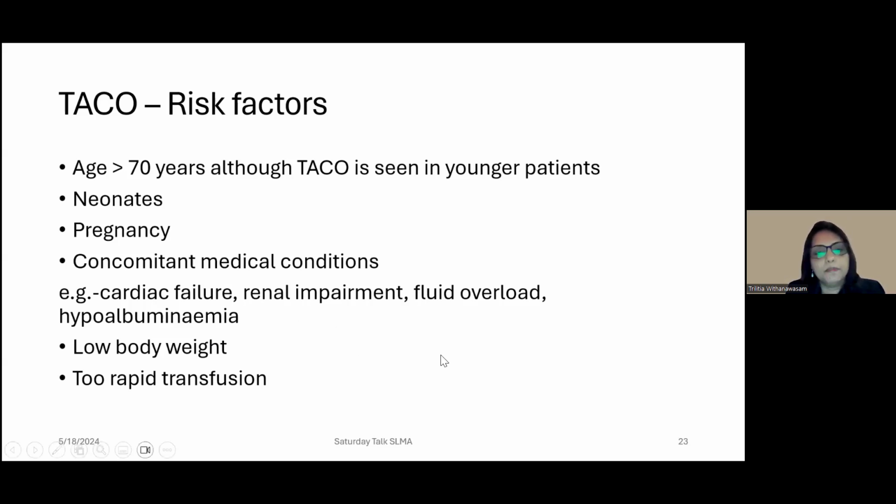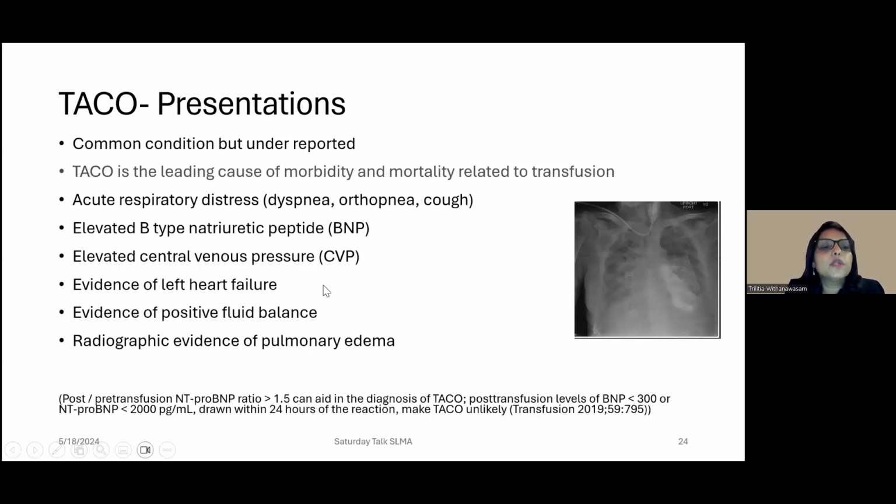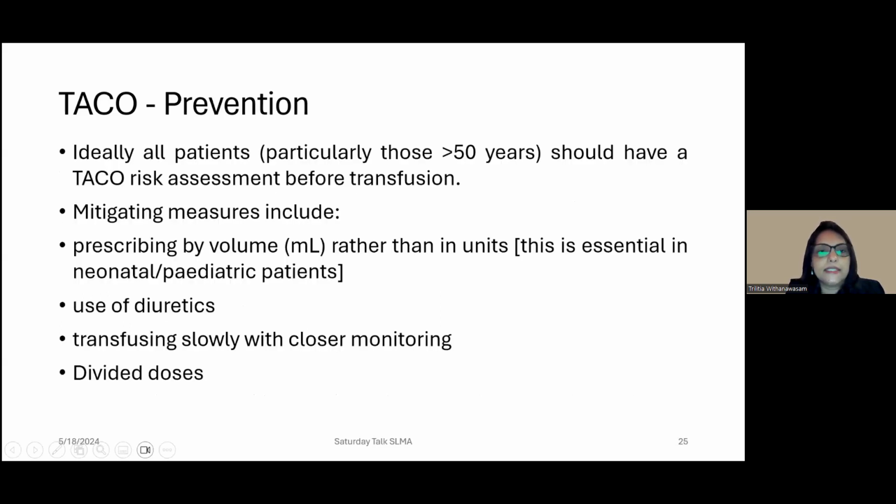ultimately causes the patient to develop failure. The presentations, we know, are heart failure or pulmonary edema. It can cause morbidity as well as mortality unless we manage promptly. So the presentations would be respiratory distress, increased BNP and CVP, left heart failure, positive fluid balance, or radiological evidence of pulmonary edema. So prevention is very important.